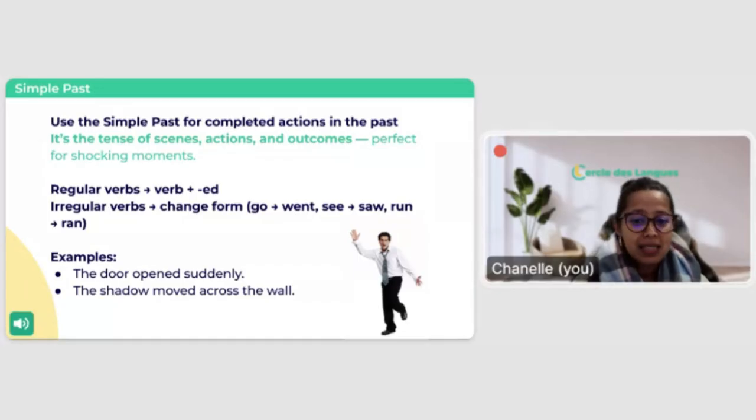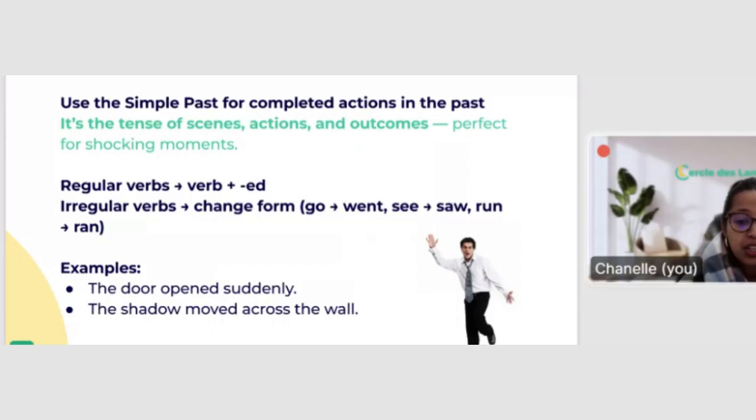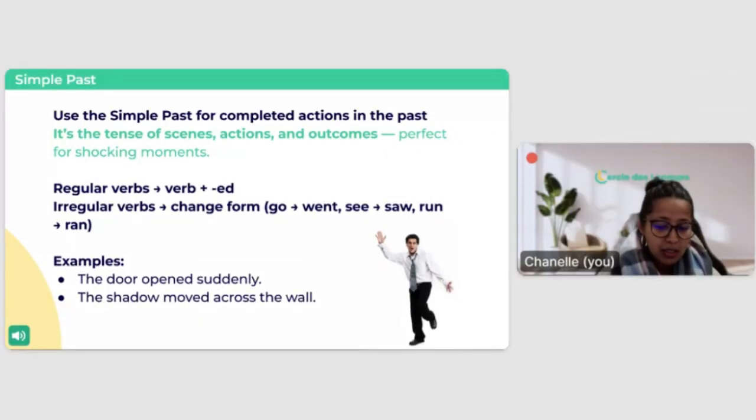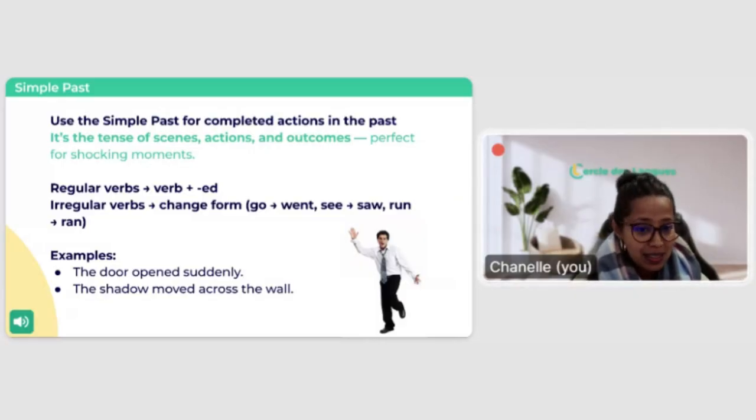Remember that with the past simple, when you have regular verbs, all you have to do is take the base of the verb and add ed. For example, jumped, opened, walked, moved. And for irregular verbs, they change their form completely. For example, the verb go in the present becomes went in the past. See in the present becomes saw in the past. Run in the present becomes ran in the past.